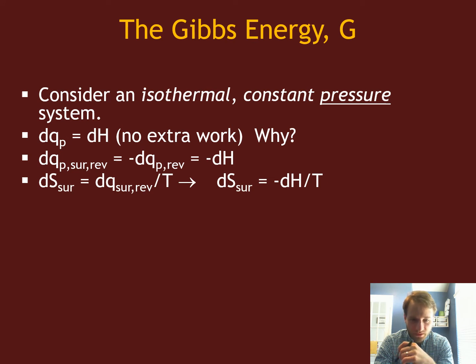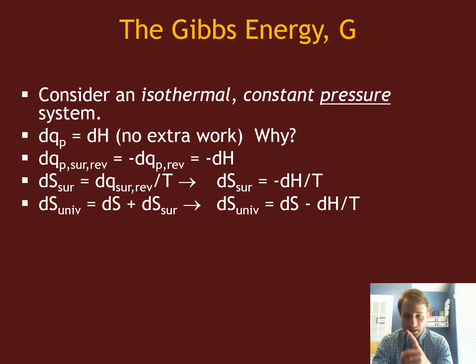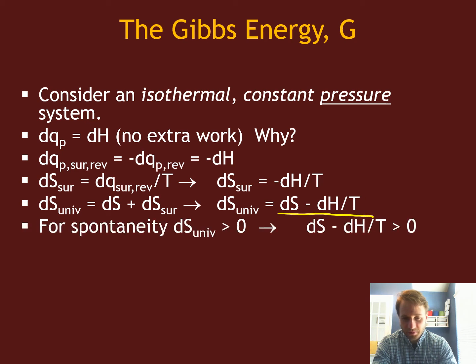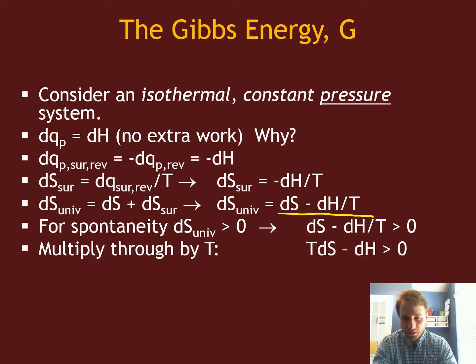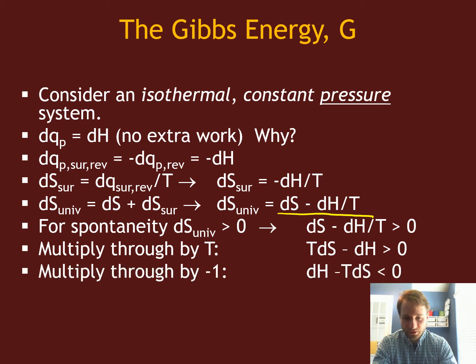So again, dS of the surroundings is then just going to equal minus dH of the system divided by the temperature of the system, which again is a constant value. I then look at the fact that dS of the universe basically becomes dS of the system minus dH of the system divided by T. For a spontaneous process, all of that has to be greater than 0. Multiplied through by T gives us TdS minus dH is greater than 0. Multiplied by a minus sign gives us dH minus TdS is less than 0 for a spontaneous process.